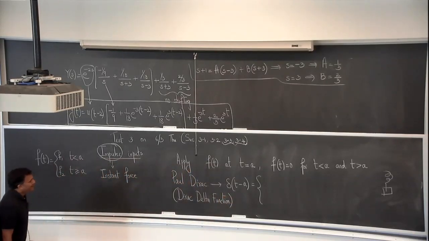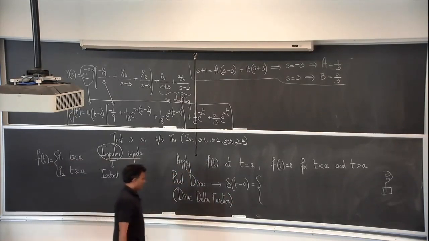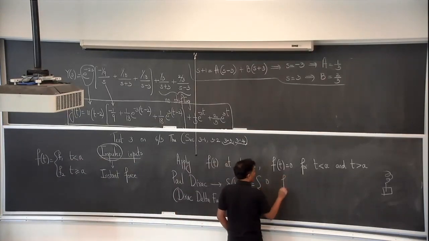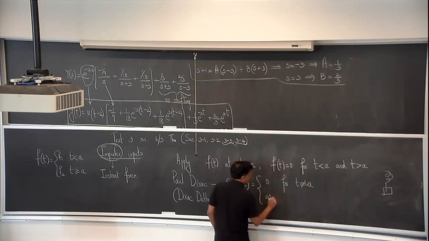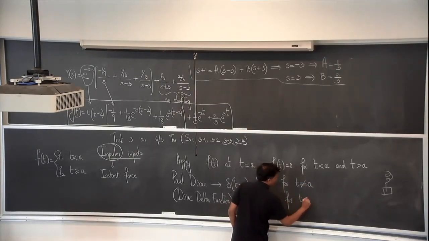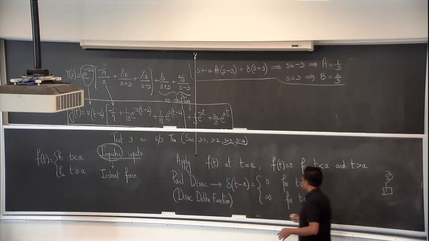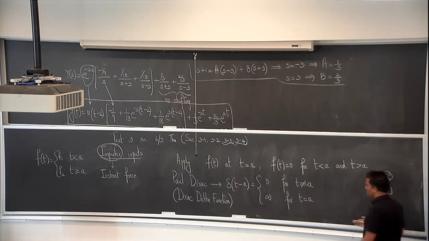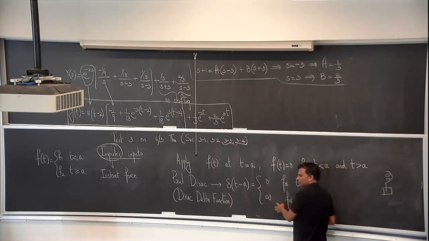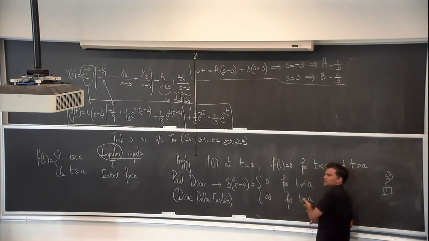Okay. Delta of t minus a equals 0 for t not equal to a, and it's equal to infinity for t equal to a. Okay, that's a crazy function. One of the golden things you have learned in all kinds of math till now is that you cannot set something equal to infinity, but then he just said that this function is equal to infinity at this particular point.